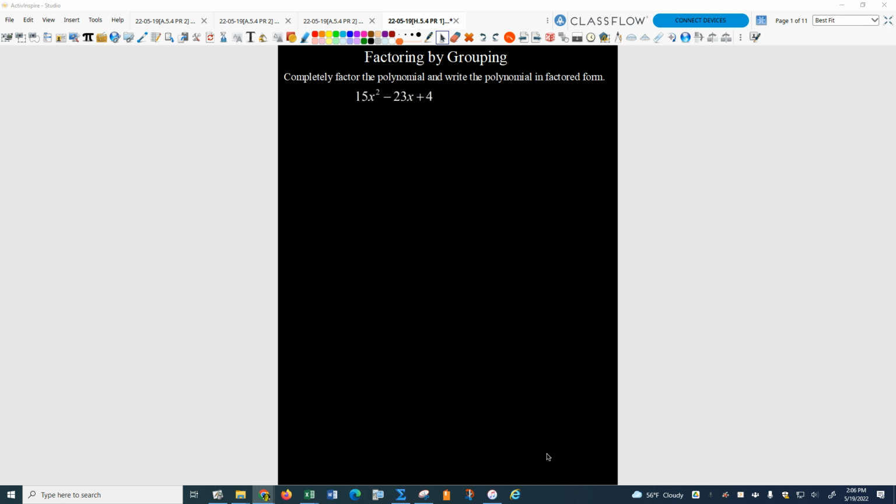No, it's just this paper. It says GCF, difference of squares, sum of cubes, that one.